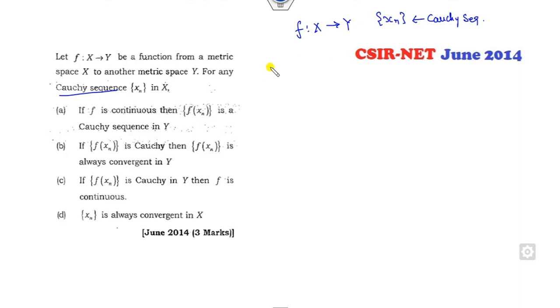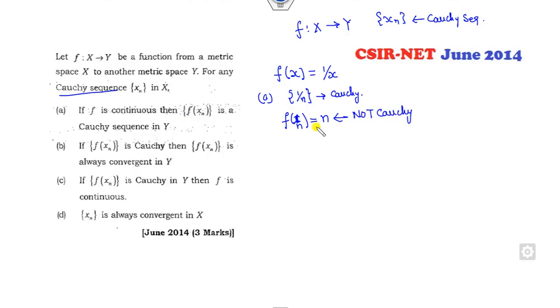If F is a continuous mapping, I can easily choose F of Xn as a Cauchy sequence. Can you think about any Cauchy sequence? Clearly say this is my Cauchy sequence. Then what is my F of Xn, or F of 1 by n? It is my n. This is not Cauchy. So this option is cancelled.